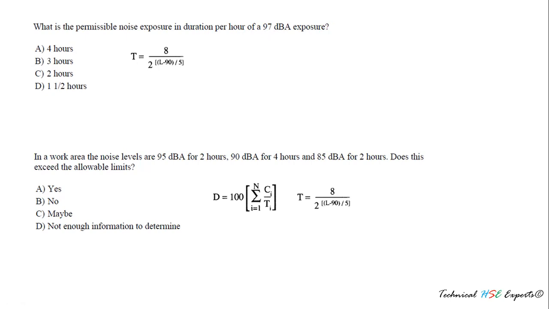So the management chooses to rotate the job between the machine operators. How many hours can we expose safely? That we need to identify. From the formula sheet, there is a formula: 8 divided by 2 to the power of (L minus 90) divided by 5. In the place of L, you substitute 97, and 97 minus 90, divided by 5, is 1.4. So 2 raised to 1.4 will come.